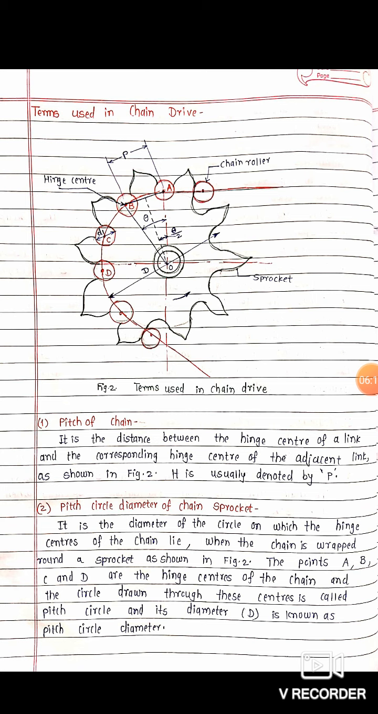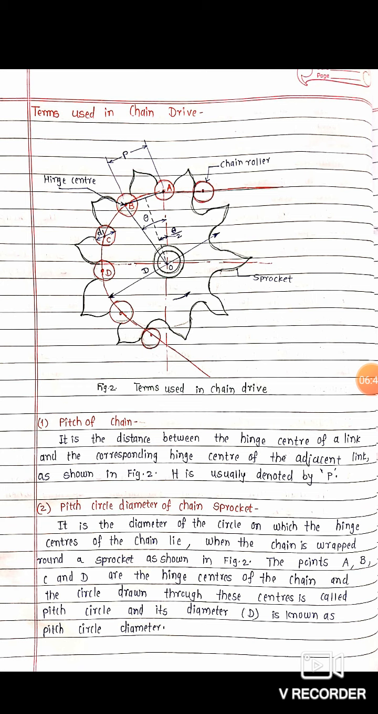Then this chain roller, if we see at the center, this center point is nothing but the hinge center. This is also called the hinge center as shown in the diagram. In the diagram some terms are also shown: capital D is the pitch circle diameter, then D1 is the chain roller diameter.